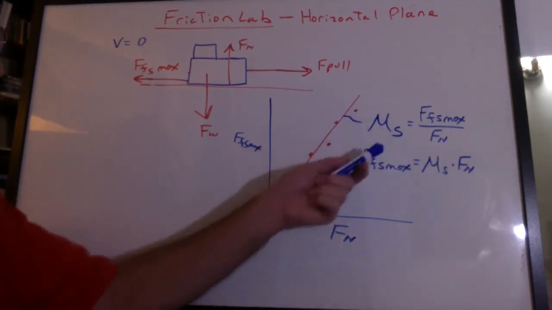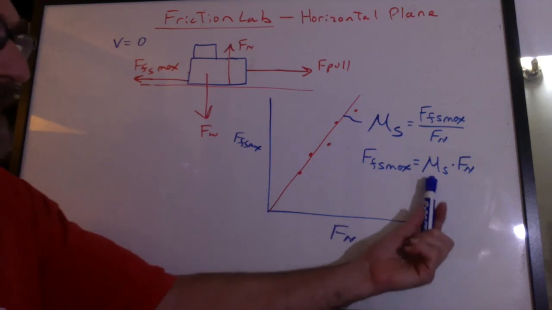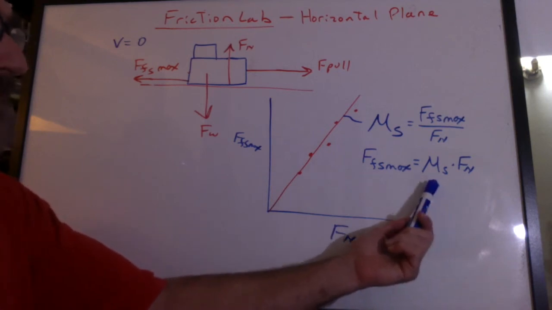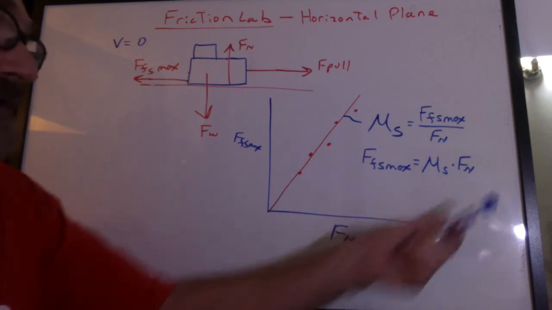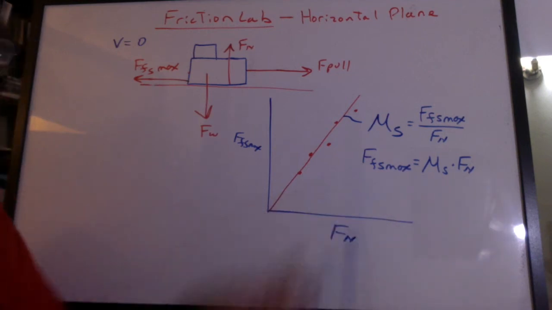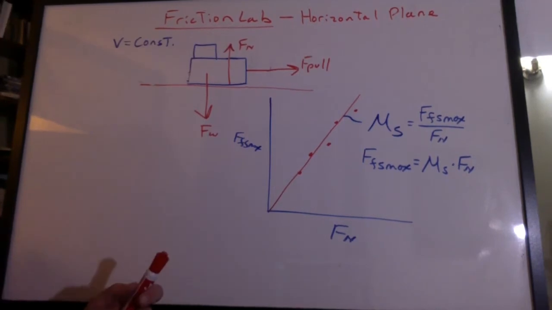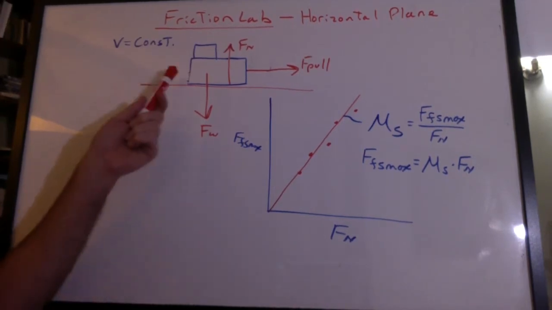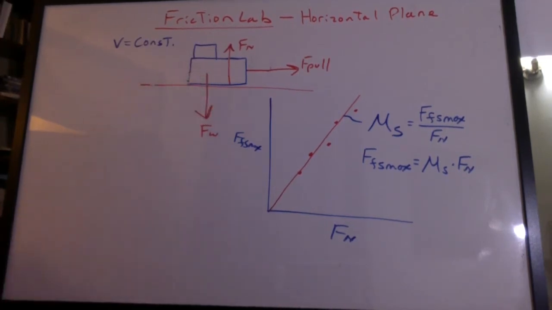You probably don't recognize this as a coefficient. But if I rearrange the equation to look like this, yes, that's the coefficient, and you might recognize this as y equals mx. Well, plus b, that's 0. This is a linear equation. In the next part of the lab, we try to get the block to move at a constant velocity.